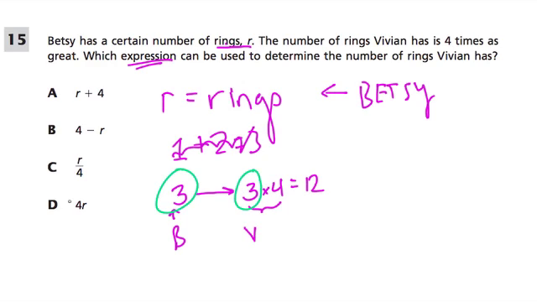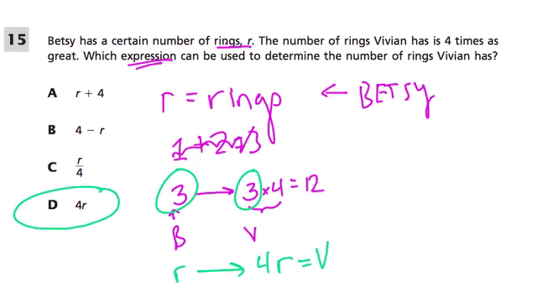So out of all these expressions, we know that the number of rings that Betsy has is represented by R. So if we take what Betsy has, the number of rings, and multiply that by 4, that's what this means, 4R, then we get what Vivian has. So here D is the answer, 4R, which means 4 times the number of rings that Betsy has. You would have what Vivian has.